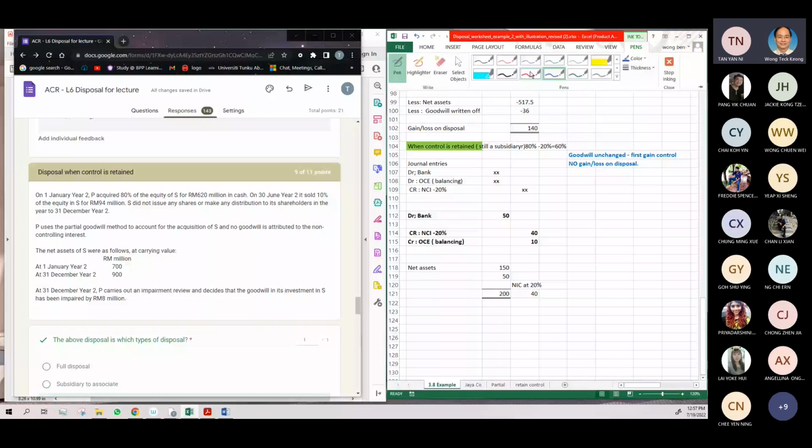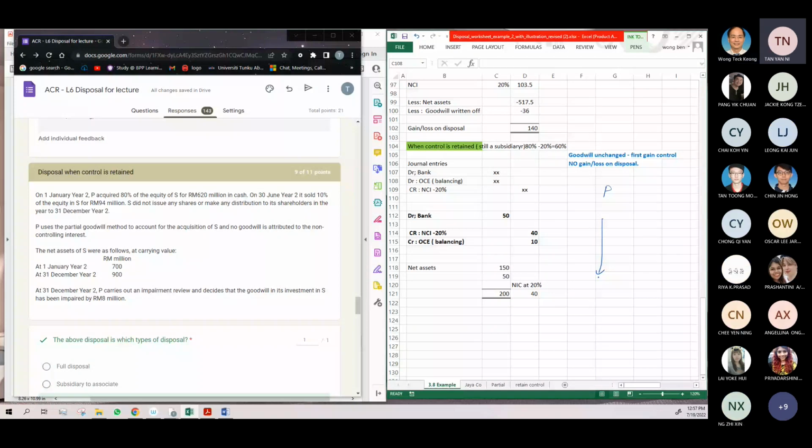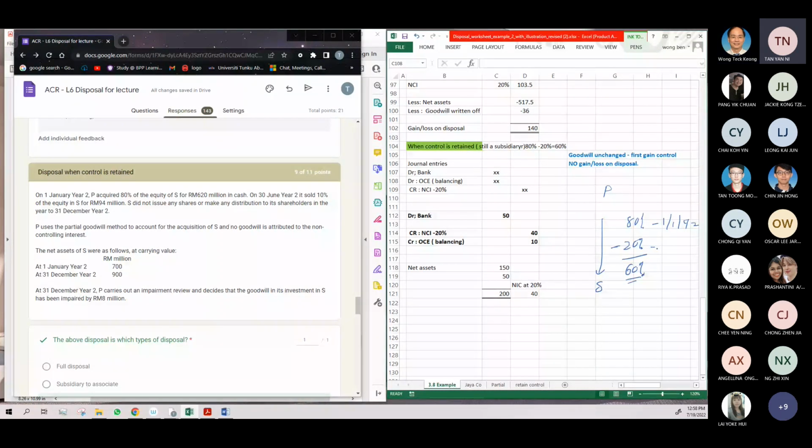So you have a P, which acquires S, initially 80%, on 1st January year 2. Then it sold off 20%. So you have 60%. So it retains control, still a subsidiary. Which date did they sell off? 30th June, year 2.